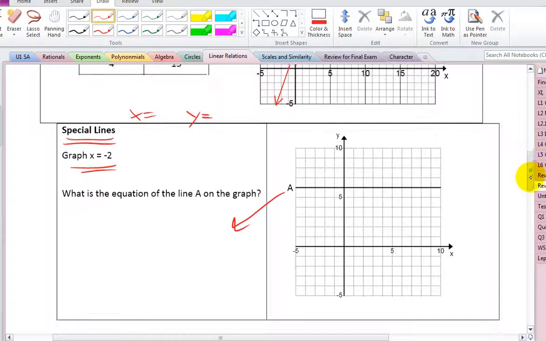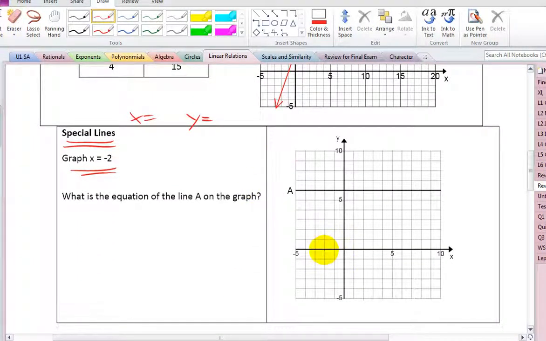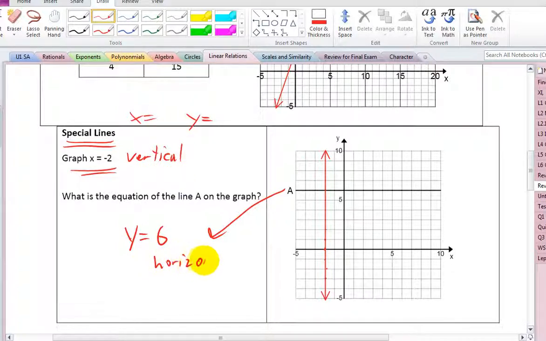All right, next part. X equals negative 2. Well, here's negative 2. There's negative 2. All the way along there, x equals negative 2. So that's your line. Okay. X equals negative 2 all the way along. Any questions? So then what could A be? Well, A is y equals 6. All right. So keep a note, this is a vertical line, and this is a horizontal line. You need to know the difference between those two.